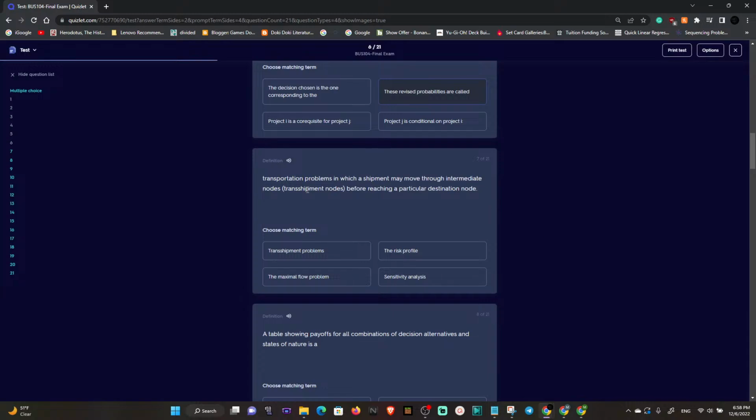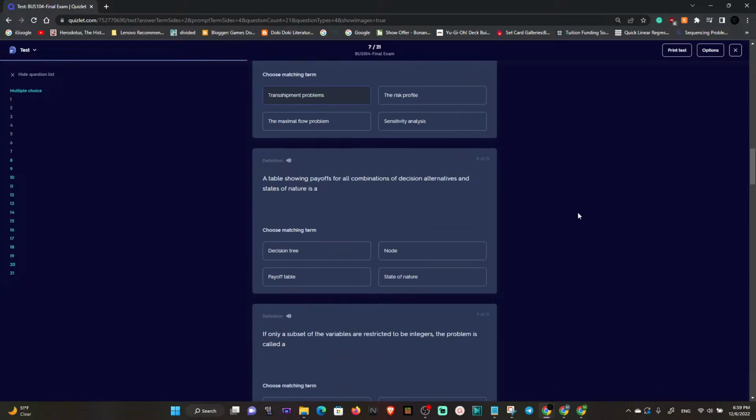Through intermediate nodes, transshipment nodes, before reaching a particular destination node: transshipment problems. Hansen? Hansen? Hansen? Guess he's away. Okay, fine. It's a payoff table.